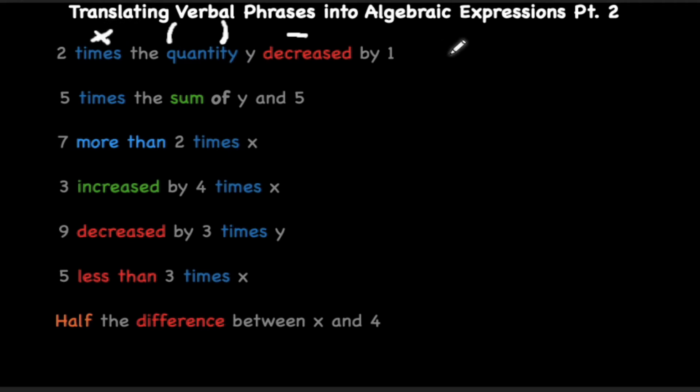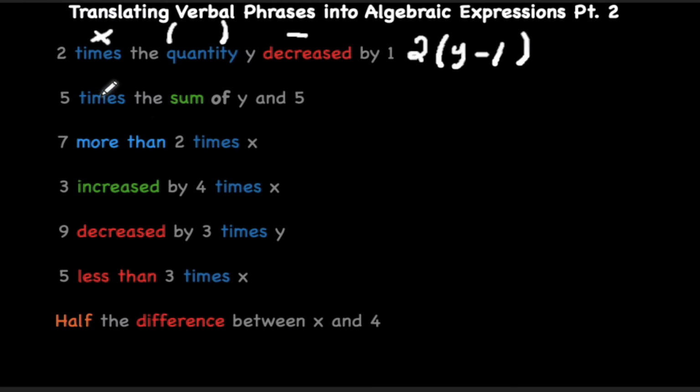We have 2 times the quantity. Now, when you see the quantity, just simply write parentheses, okay? So we have 2 times the quantity of what? The quantity of y decreased by 1. So this is telling us to subtract. So we take y minus 1. So it's just that simple.